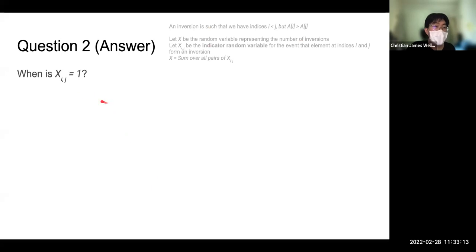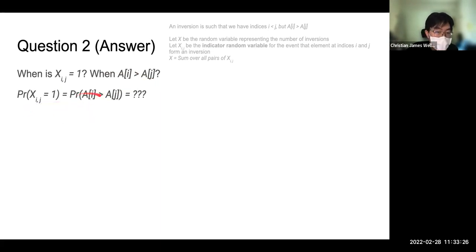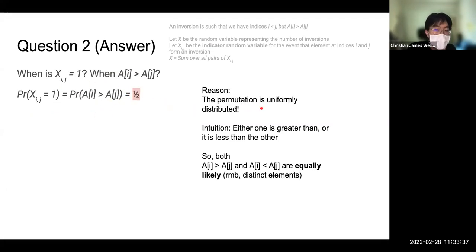So when is it that Xij equals 1? By the definition of Xij, when A[i] is greater than A[j]. So that's the question: what's the probability of this happening? I believe a lot of people might have tried to brute force count everything. That's fine, that's one way. But here's the idea: the permutation is uniformly distributed, so any permutation is equally likely.